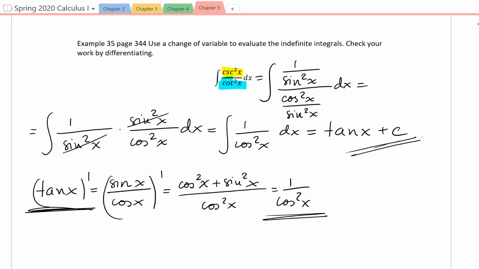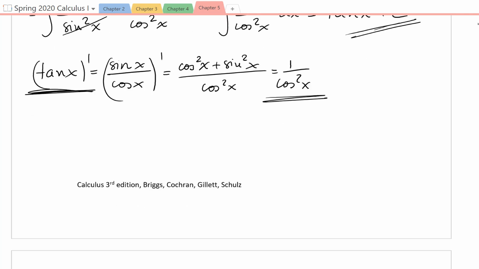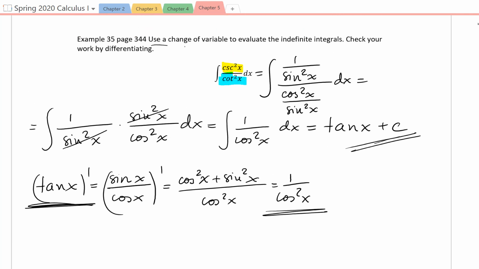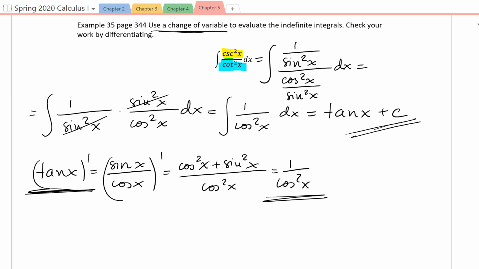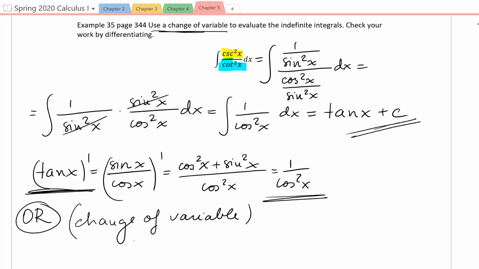So the integral of cosecant squared of x over cotangent squared of x is tangent of x. And we didn't even use the change of variable, so we can just leave it like this. But since they said use a change of variable, we'll take that as a challenge to do that as a second method. Change of variable. See which one you should change.